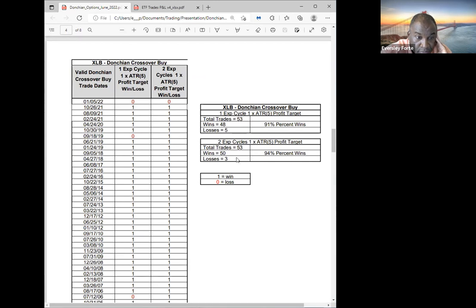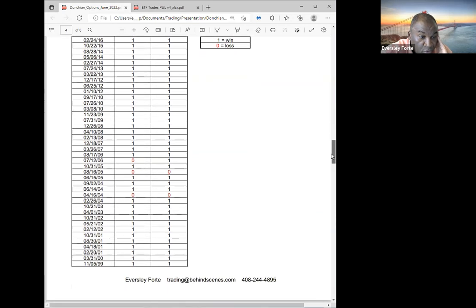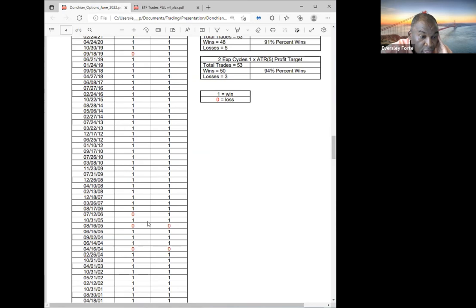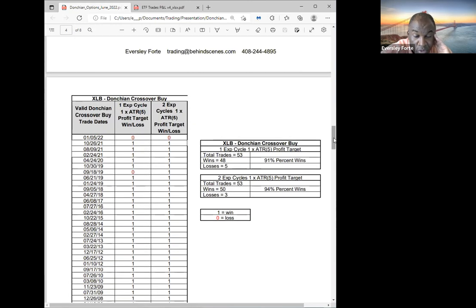Okay. And this is the history of the trades. XLB is one of the most consistent things to trade. The more time you give for the option, obviously the better results you're likely to get, because you're going to hit the target before the option expires. The trade-off is that you're going to pay more for more time. So if you choose one expiration cycle and you get a win, you will get a higher percentage return, but you will eventually get more losses.